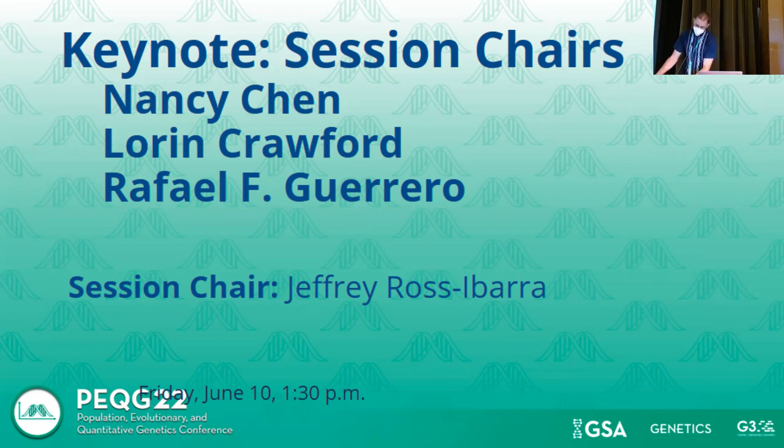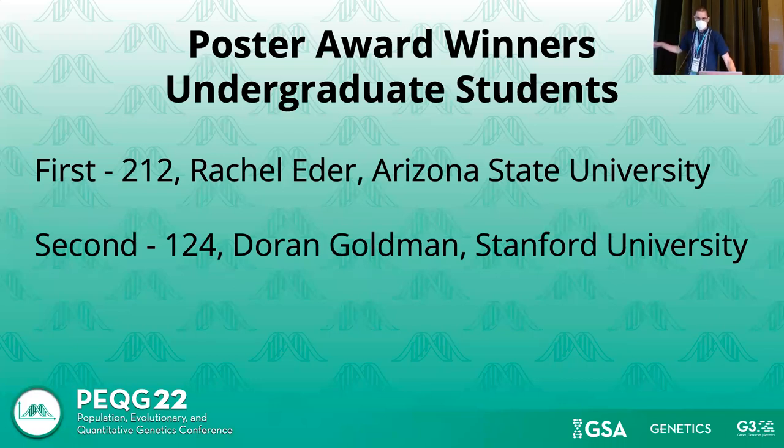Okay. So I'll first start off with the poster awards slide. I'd like to thank the postdoc committees that did the hard work of going through hundreds of posters and choosing nominations for the awards. I'll ask the poster awardees to come up and we'll give them a round of applause for the undergraduate awards. If you could please come up on stage and get your award. First is Rachel Eder for their work on gene regulatory response to protein misfolding. And the second place, Doran Goldman for their work on inoculation dose of colonization success in gut microbiomes.